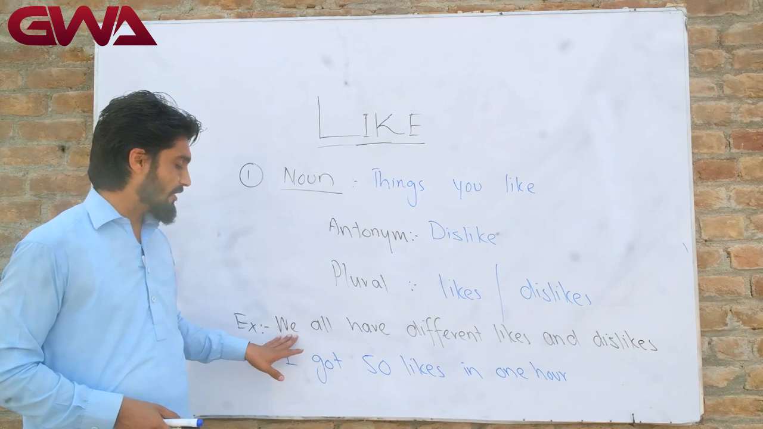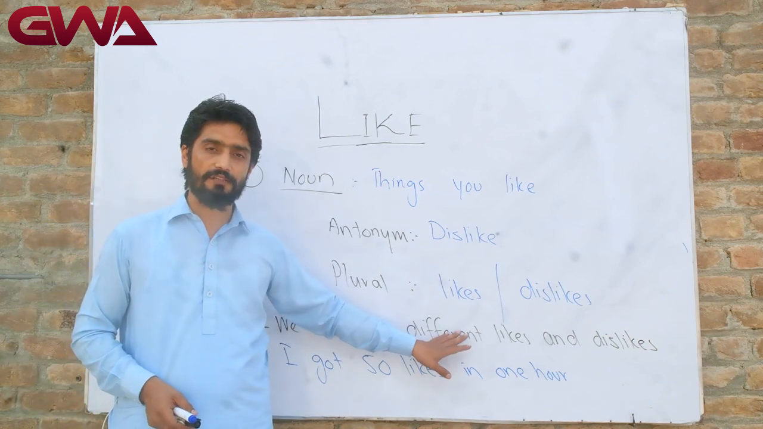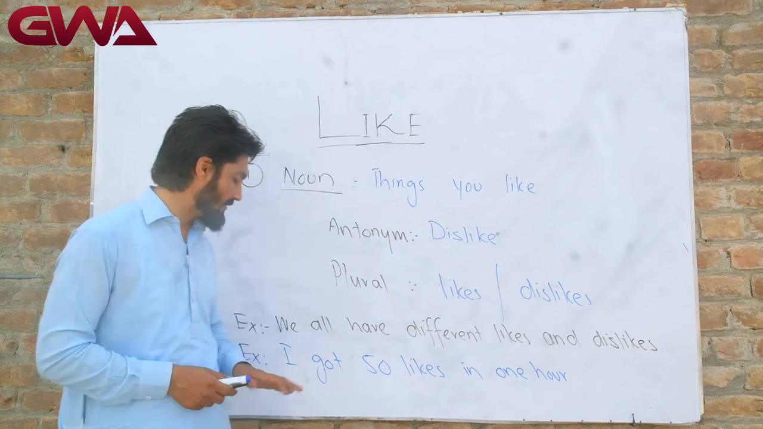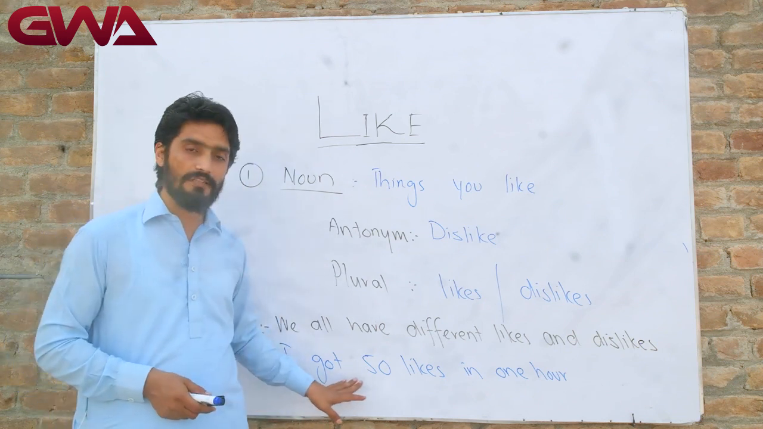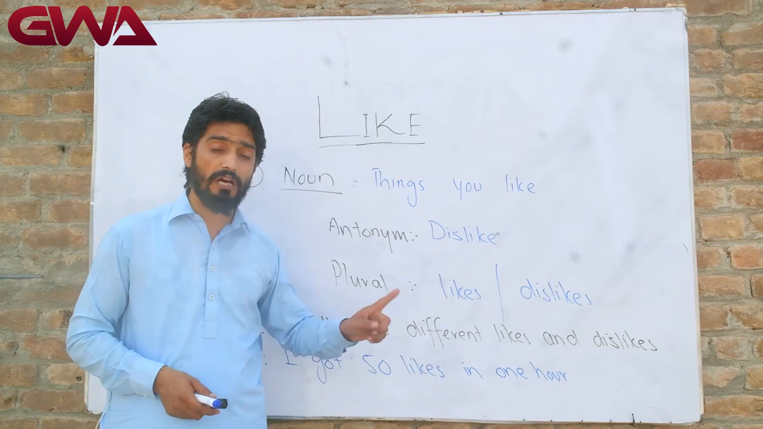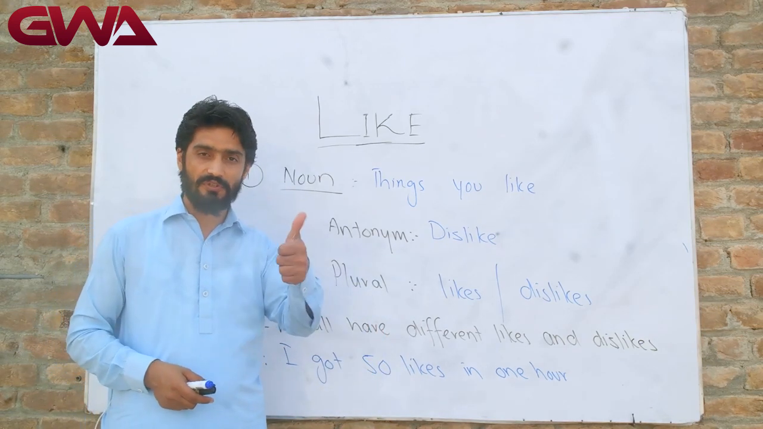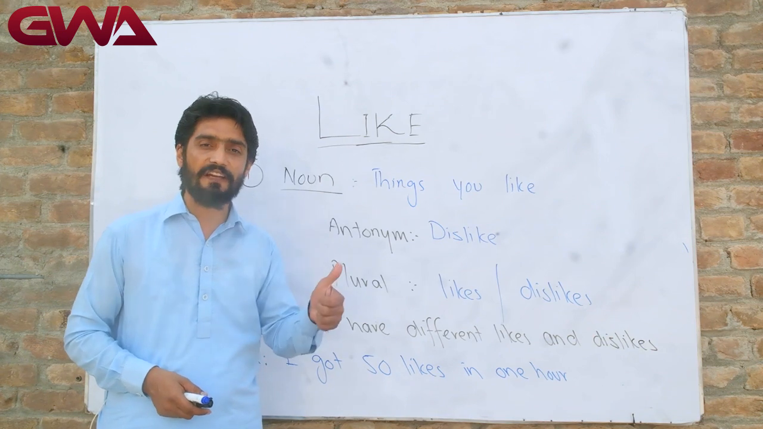Example: we all have different likes and dislikes. Another example: I got 50 likes in 1 hour. Now here, likes means this sign in Facebook.